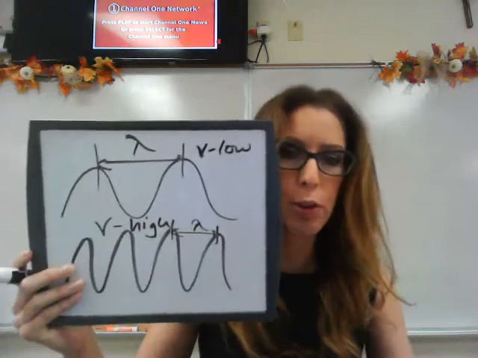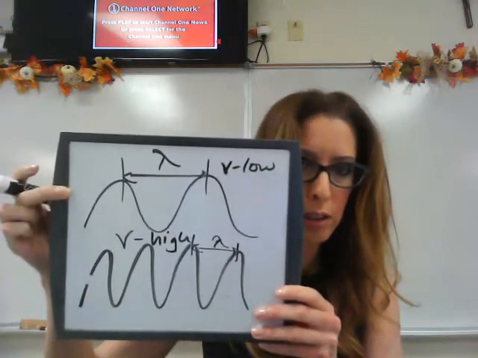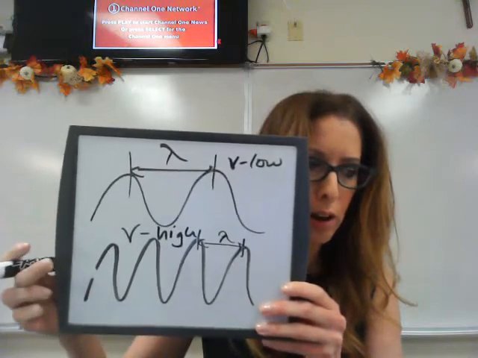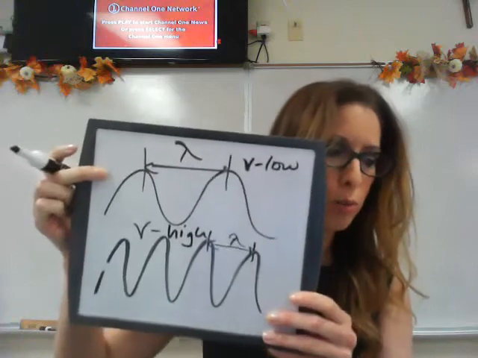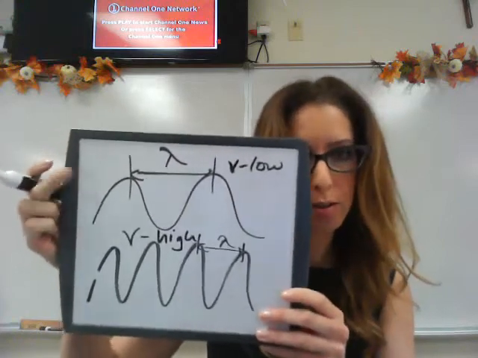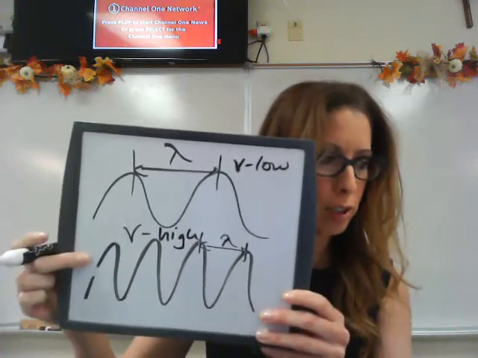In terms of energy, frequency and energy are directly related. So if this is high energy, this is low energy. So the higher the frequency, the higher the energy. The lower the frequency, the lower the energy. You should also know that wavelength and energy are inversely related. So the longer the wavelength, the lower the energy. The shorter the wavelength, the higher the energy. Okay?